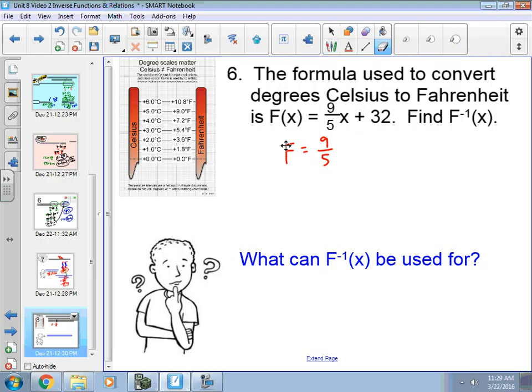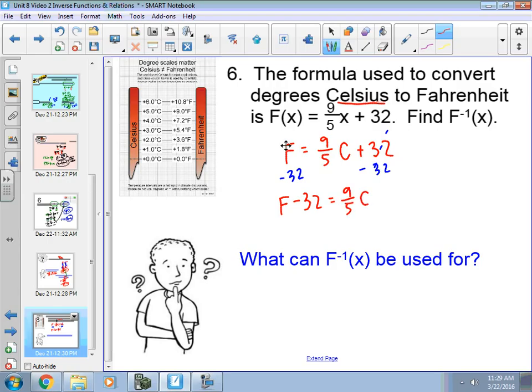x in this problem is the degrees Celsius, so I'm going to use a C instead. This degrees Celsius is what you're plugging in. So we want to solve this for C. So minus 32 from both sides. That cancels out. So now I got F minus 32 equals 9/5 C. Now we want to find out what C is. So we got some division here. We could times both sides by 5. Now again, you got two things there, so you're gonna have to multiply them.